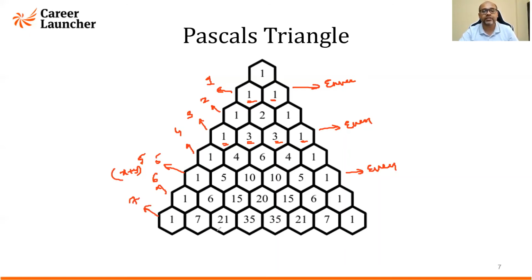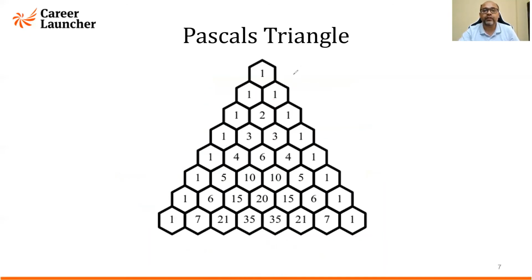Now the observation you have to have is whenever there are even number of terms, the first half of the terms are same as the second half of the terms, right? So the terms which are equidistant from the center are equal. You can notice that 7 and 7, 1 and 1. Similarly, you can take 5 and 5, 10 and 10.